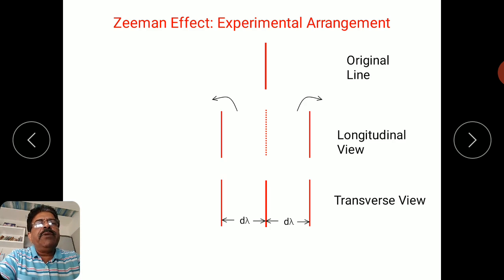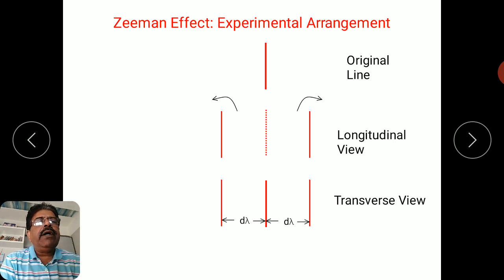Original line will not be observed. The two lines which we observe here are circularly polarized but in opposite directions, you can see here. So this is the first kind of view one can see as a part of the Zeeman effect.